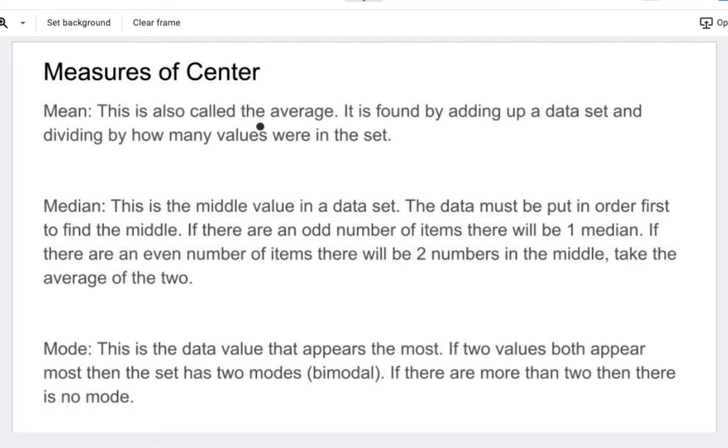So the mean is also called the average. We're going to find that by adding up all the values in our data set and dividing it by how many values we had. The median is the middle value in the data set.